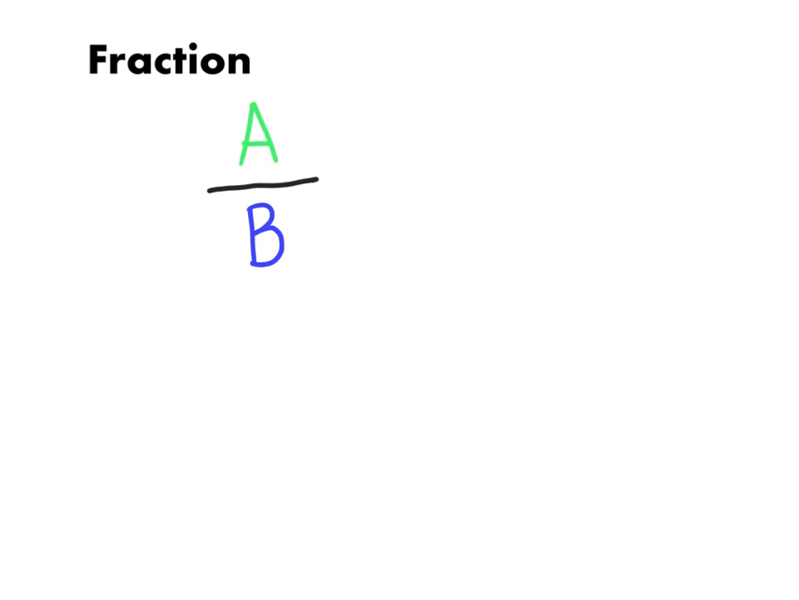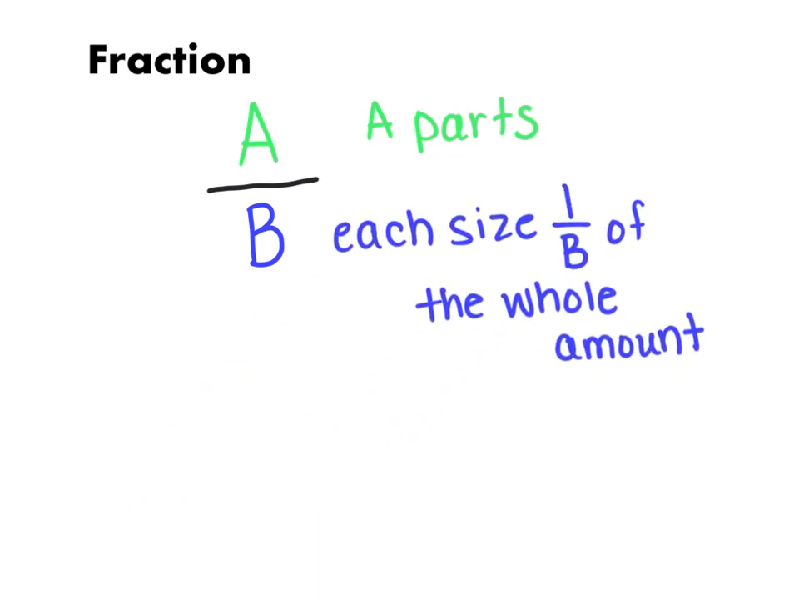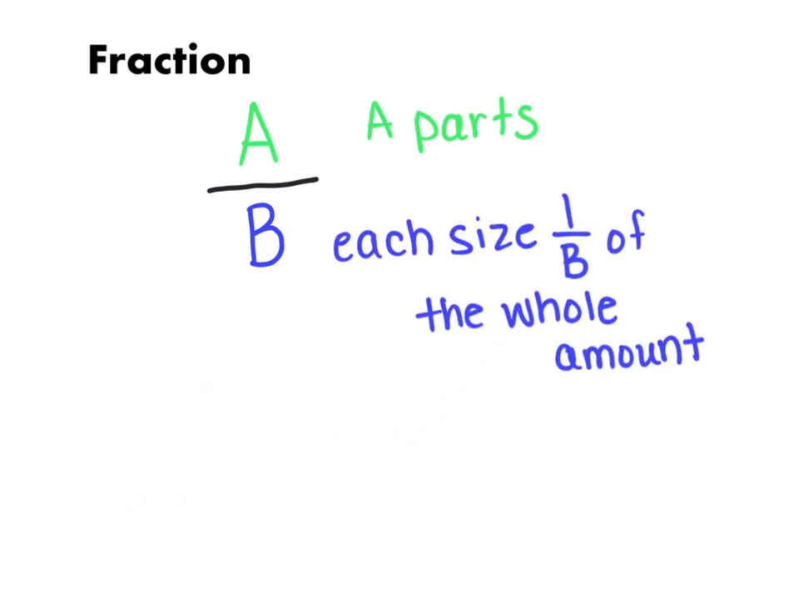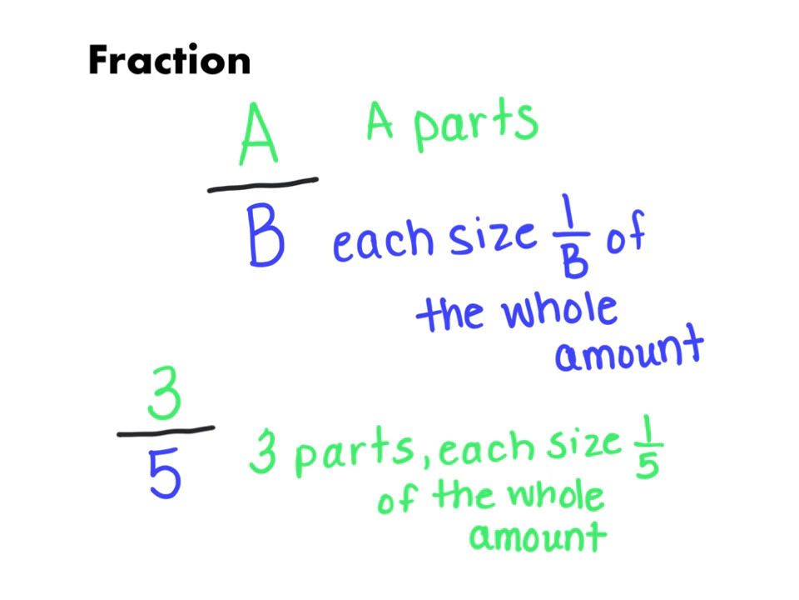For example, in fraction a over b, there are a parts that are each the size of 1 over b of the whole amount. For example, in the fraction 3/5, there are 3 parts, each size 1/5 of the whole amount.